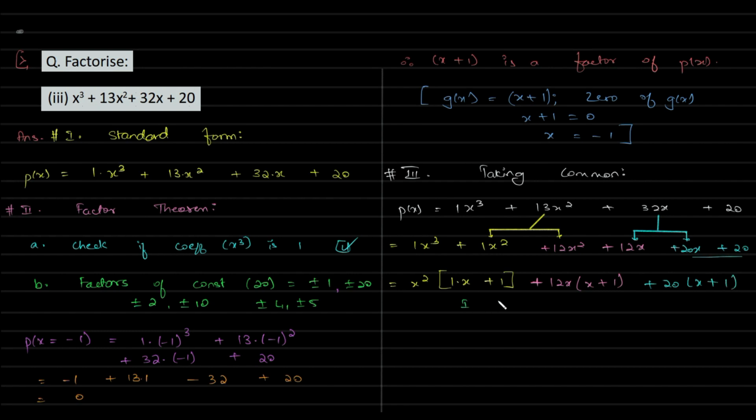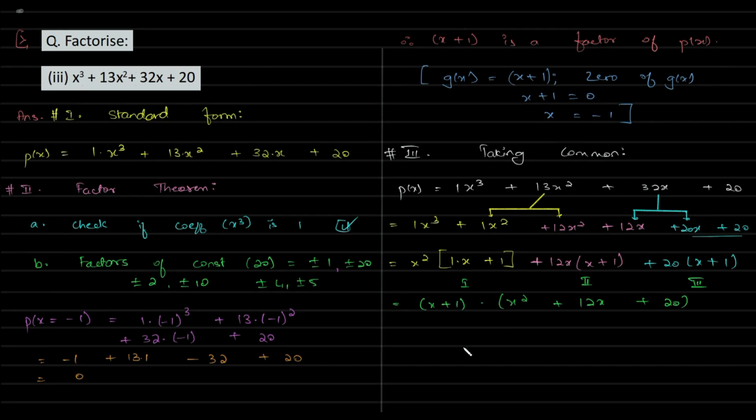So now we are looking at the first, second and third term. What is common in all of it? x plus 1. So what is left is x square plus 12x plus 20. And this is your first common factor. This is the other expression from which we have to find the other two common factors. So this is your funda. Very simple if you think about it. It's just splitting the terms.